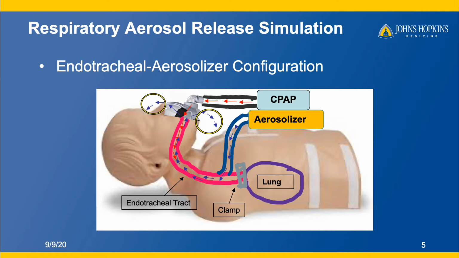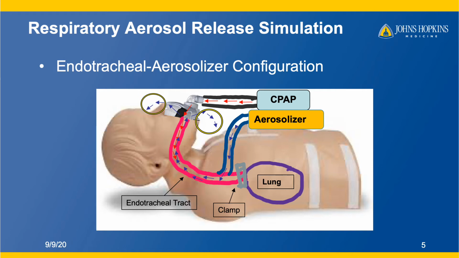So in this case, we clamp the tubing between the lung of the CPR dummy and the tract, noted in the gray color. As you can see, the blue arrows denote the direction of the aerosol flow from the aerosolizer to the tract and to the mouth of the dummy. On a separate note, we introduce a CPAP with the CPAP mask on top of the face, just like it would be used in a clinical setting.